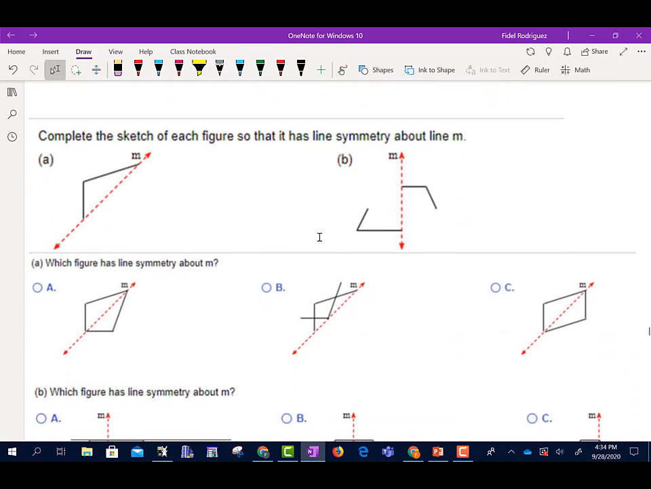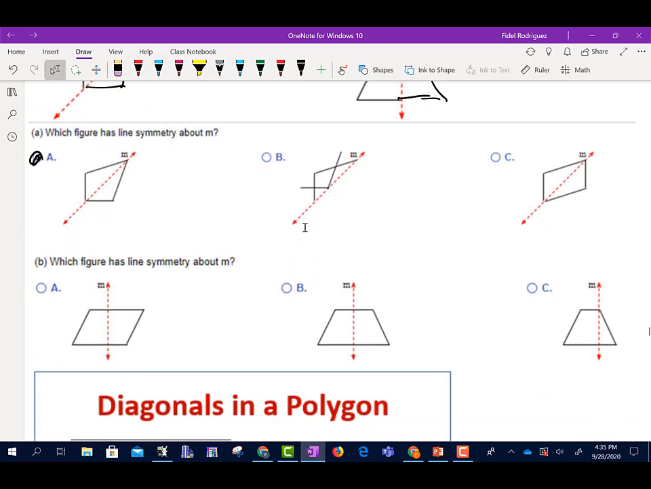Okay. All right, so here's another one here. It says complete the sketch of the figure so that it has line symmetry about the line M. Okay, so if you look at problem A right here, all we're saying is, do this, do that. There's my A, right? This one's saying extend this way, extend this way. This piece here, extend it over there. That piece there, extend it over there. So B would be that one right there.